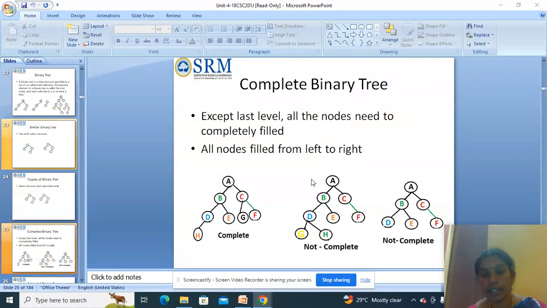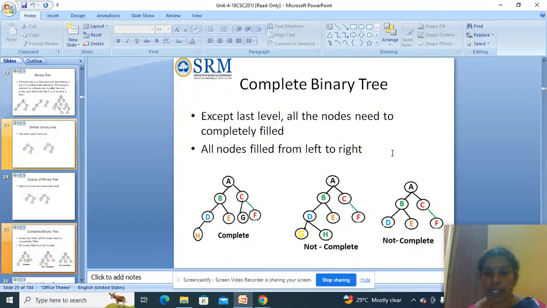Okay, so these are the two types of binary tree. One is the complete binary tree, the other one is the full binary tree. Complete binary tree means the levels are completely filled from left to right, with the only exception at the bottom level. Full binary tree means we fill the nodes with either zero children or two children. So that is the full binary tree or extended binary tree.